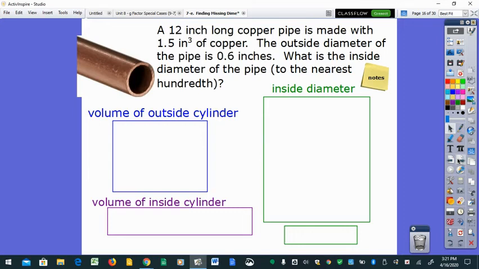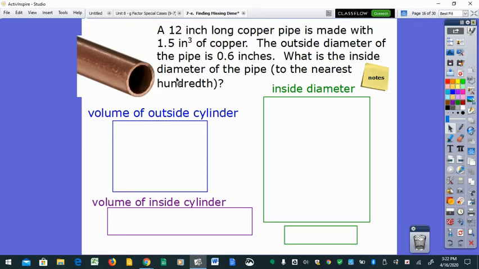So imagine that there is a pipe, and it is 12 inches long. It's made of copper. Now what I mean is, the pipe has a hole in it. So, this pipe right here is 1.5 inches cubed of copper. The outside diameter, so if you go from the outside of this edge of the pipe through the center to the other side, it would be 0.6 inches. It's a very small pipe. What is the inside diameter? So I want to know the diameter of the hole, from the inner edge of the pipe through the center to the other side. And we're going to do it to the nearest hundredth.